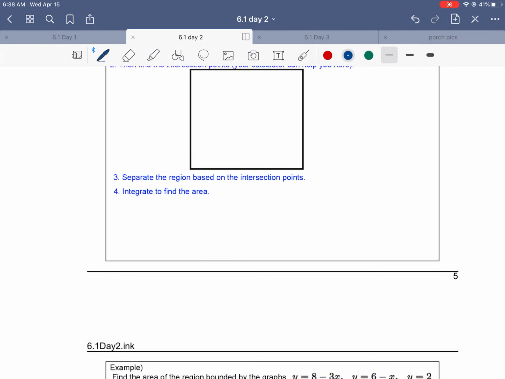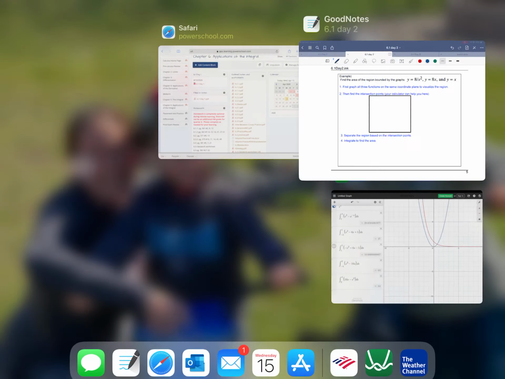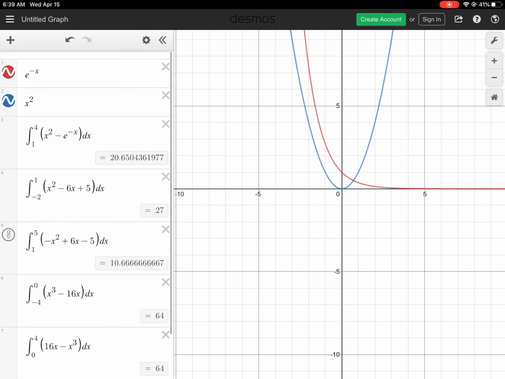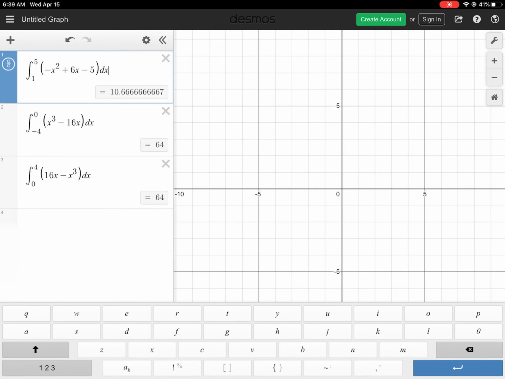Okay, so looking ahead, we just have a few more to do. This one has three equations, right? 8 over x squared, 8x, and x. So we're going to find the space that is bounded by all three of those graphs. Clear out Desmos and graph all three of them here.